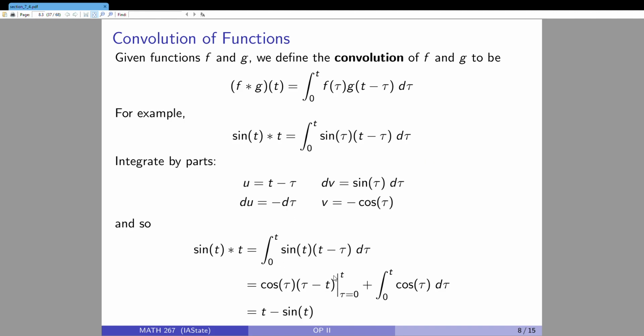So the integral from 0 to t will be u times v evaluated from 0 to t. When you plug in t, t minus t is 0. It's dead. Plug in tau equals 0, we get cosine of 0, which is 1, and a negative t, so we then pick up a positive t. And here, the integral of cosine gives me a sine. Now, note that, again, I got another screw-up. That should be a minus sign, not a plus.